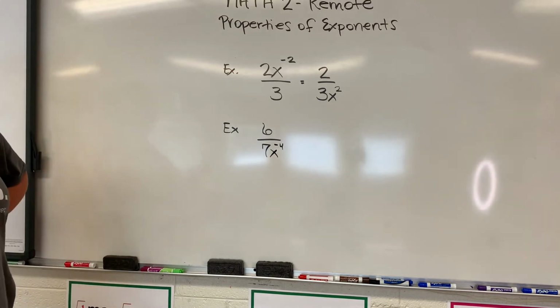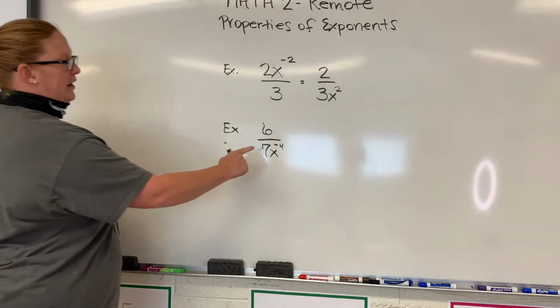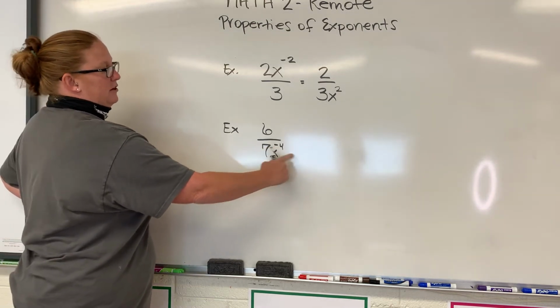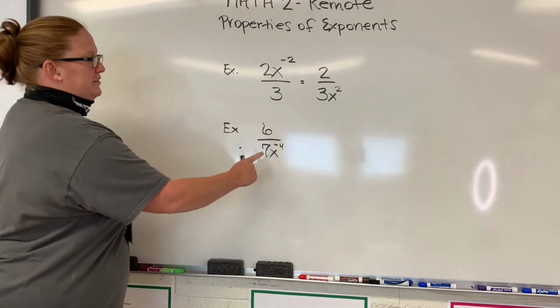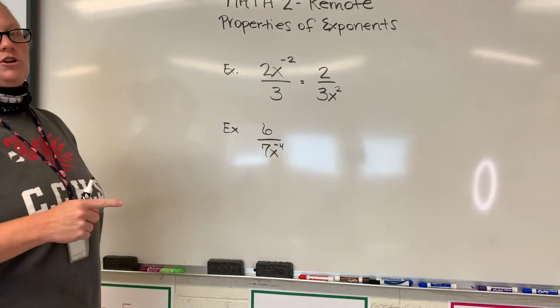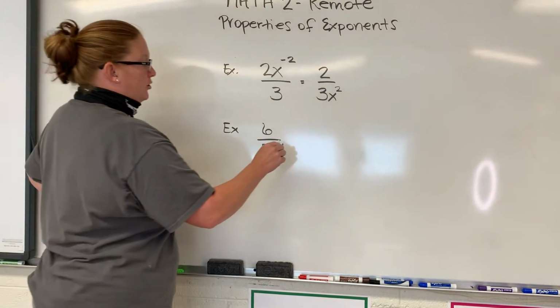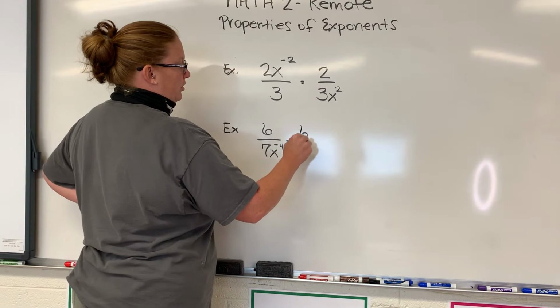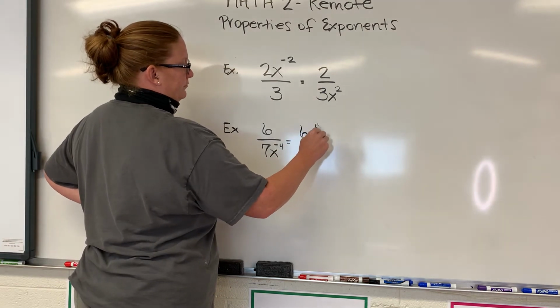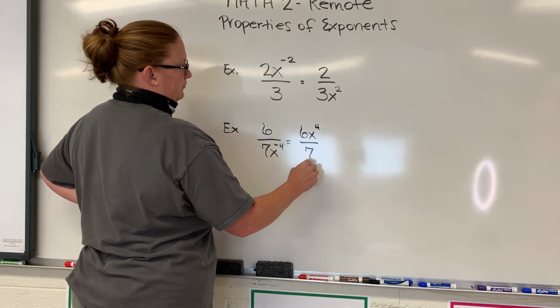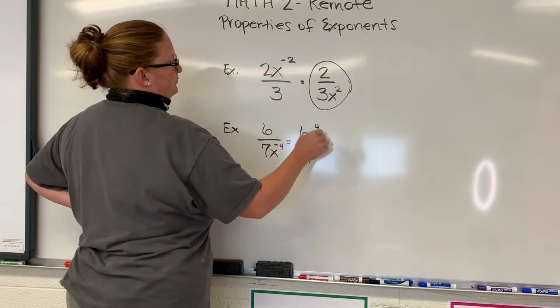Okay, so in this example, the negative is in the denominator. The negative is saying, hey, I'm not in the right place. Move me to the top. Once x to the fourth gets moved to the top, it's in the correct place. So the negative is no longer needed.